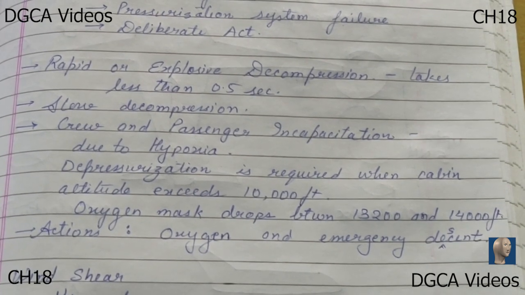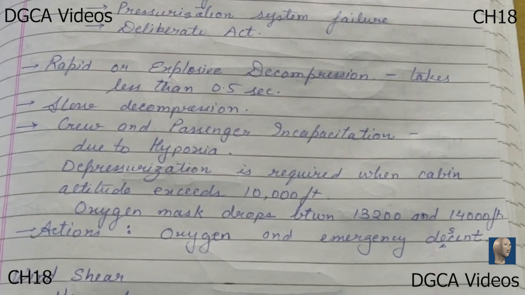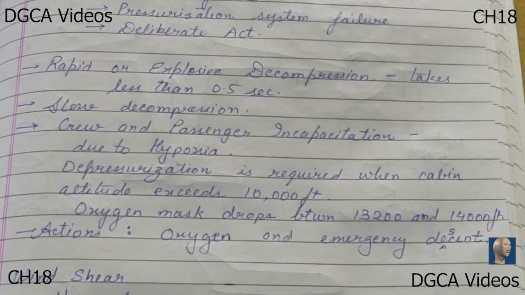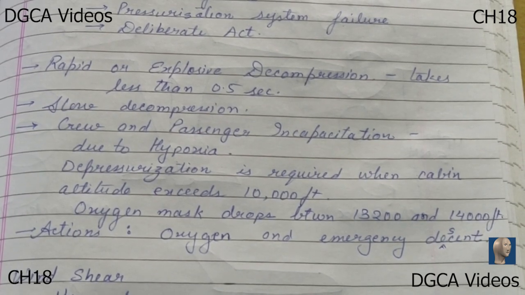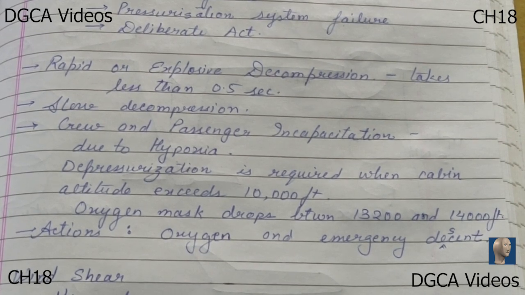In case decompression occurs, there are only two things that you can do in the flight. First, take the oxygen mask and take in as much oxygen as you can. Hypoxia occurs because there is insufficient oxygen, so you want to have more oxygen in your body.